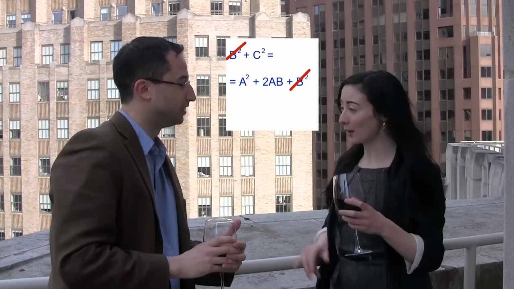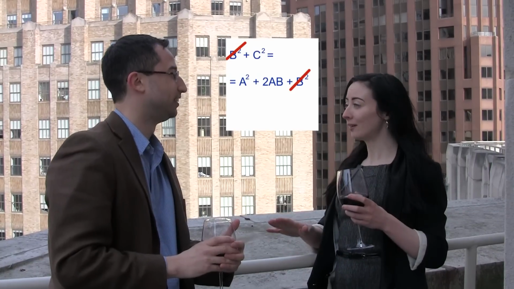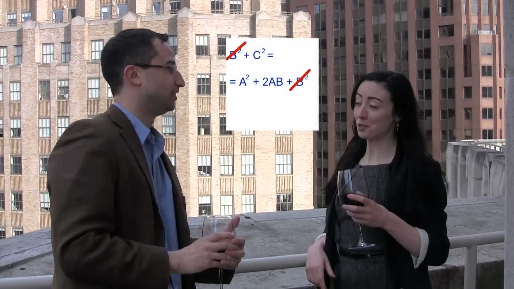Oh, no, in fact it isn't. Once you have expanded the right side to say a squared plus 2ab plus b squared, you can cancel the b squared from both sides to conclude that c squared equals a squared plus 2ab.